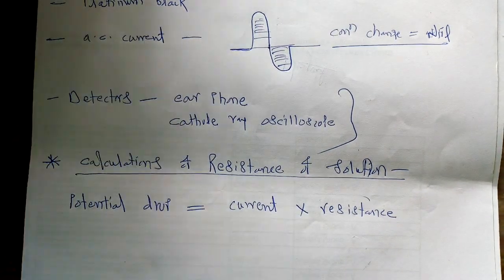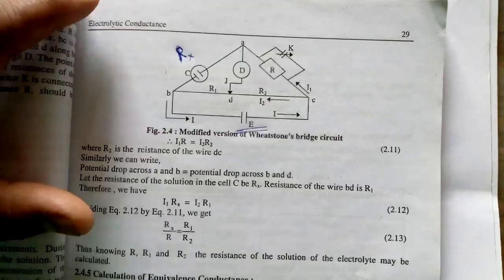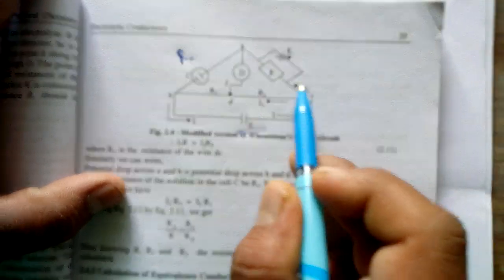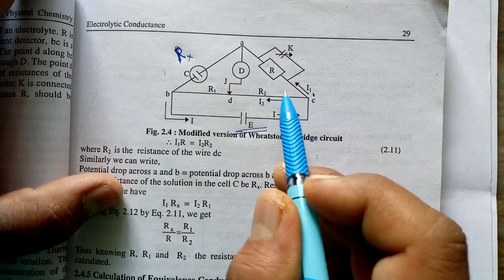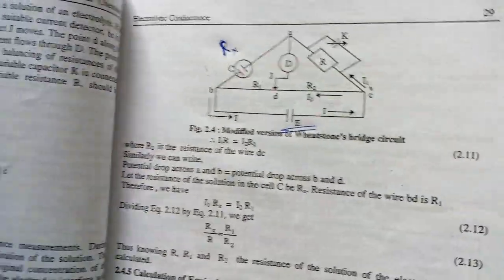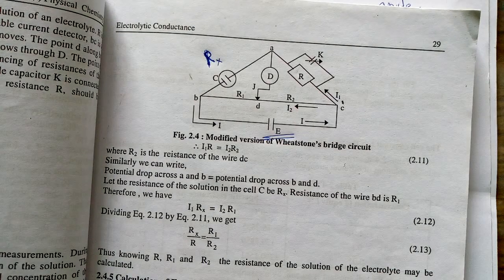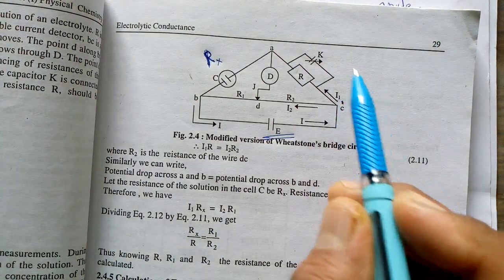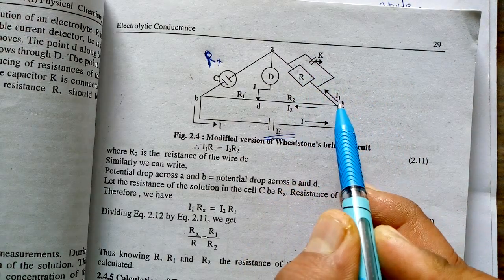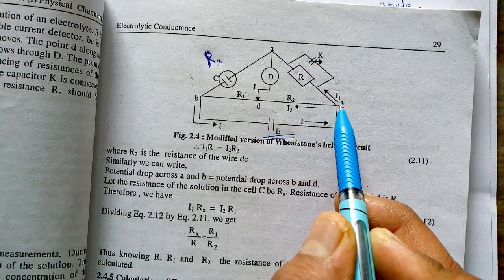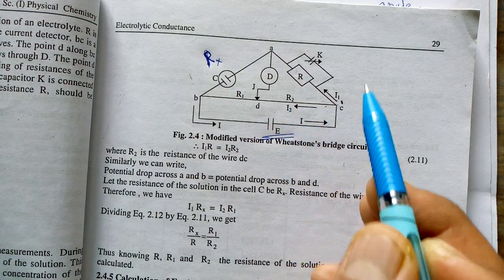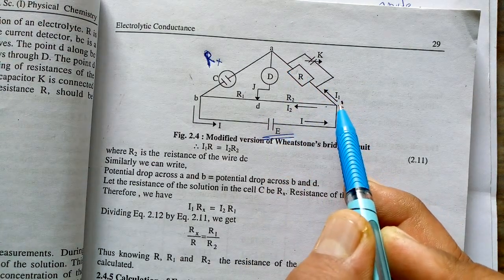Whenever currents I1 and I2 are transferred through the resistances, a potential drop occurs. So we have to take into consideration two different potential drops. The potential drop across CA is equal to the potential drop across CD.